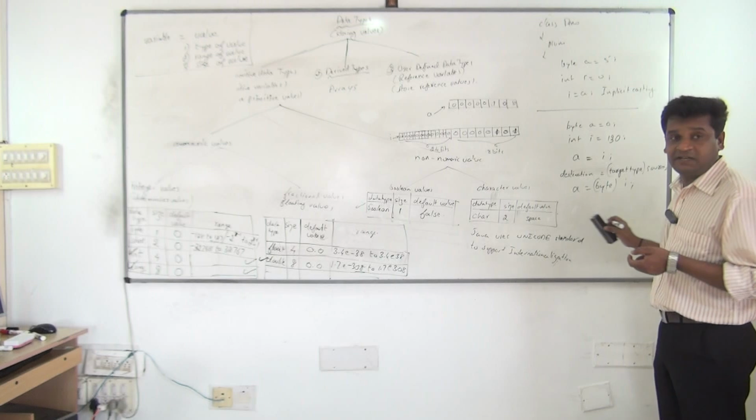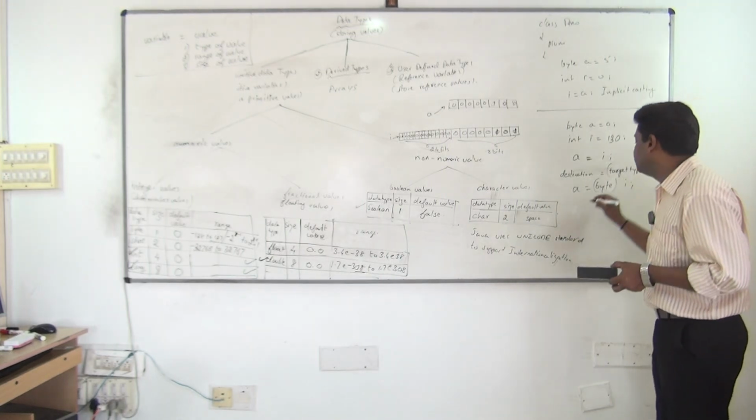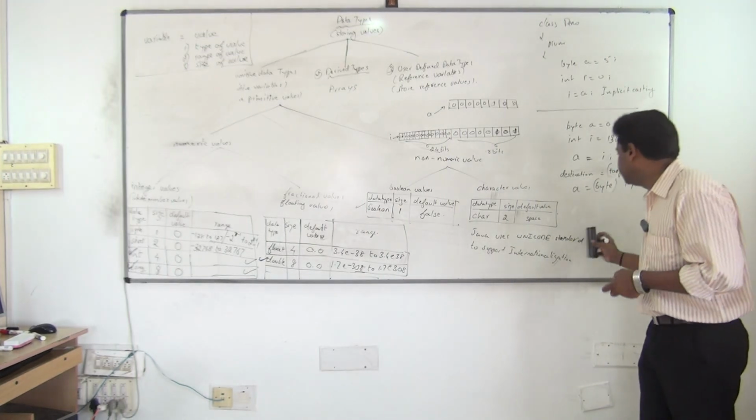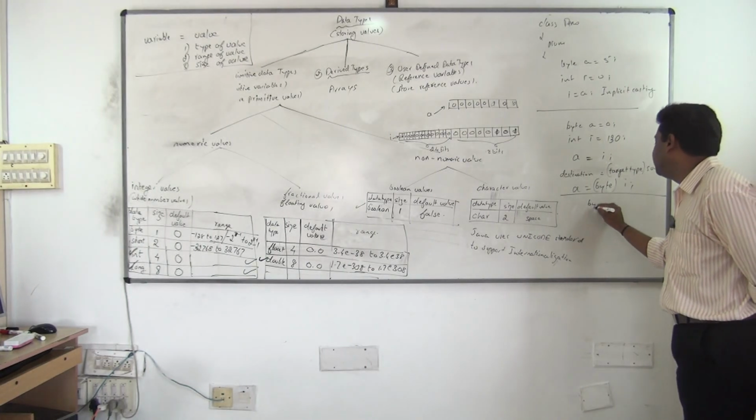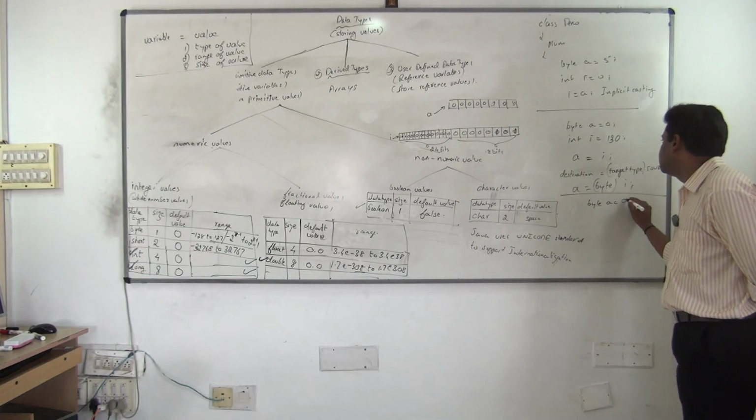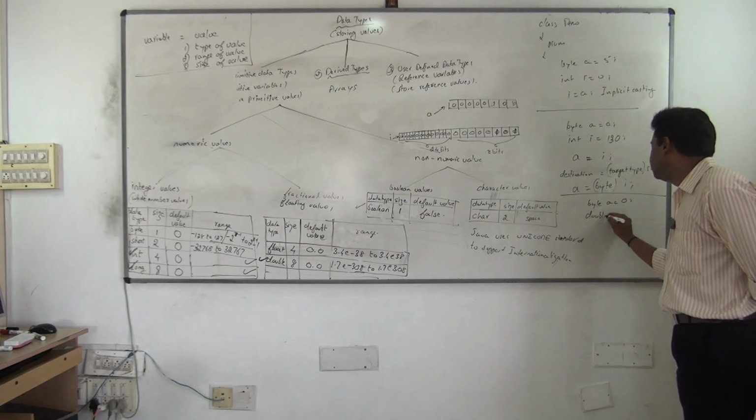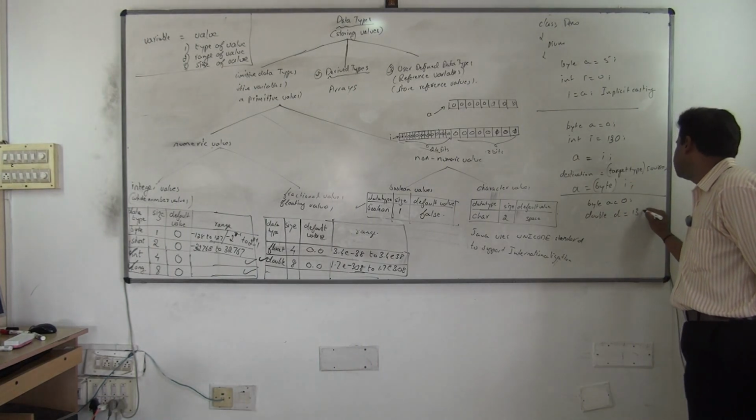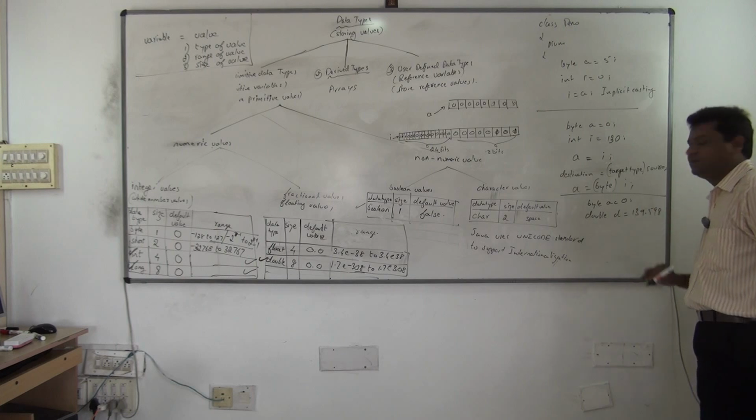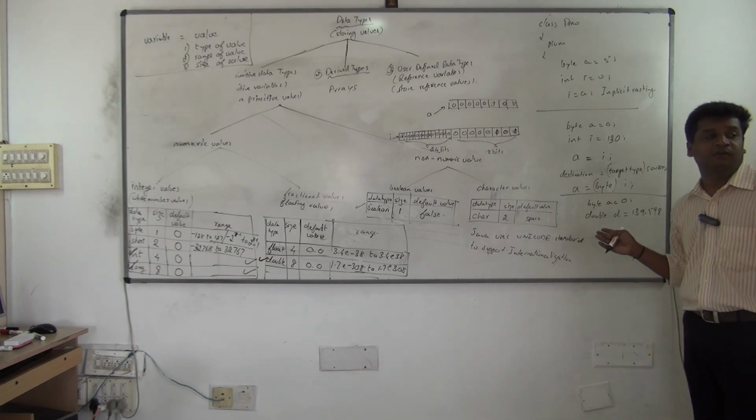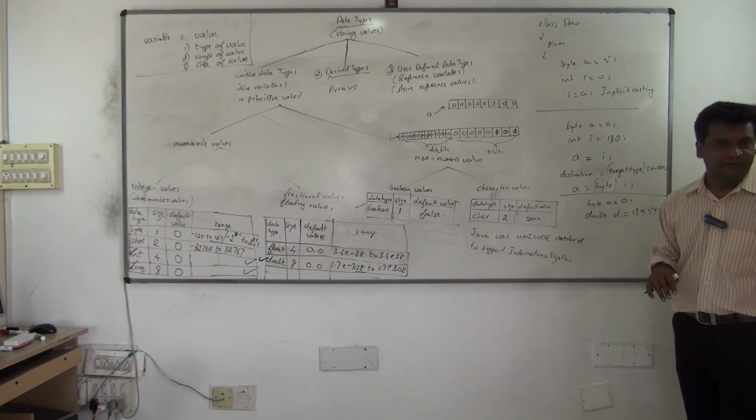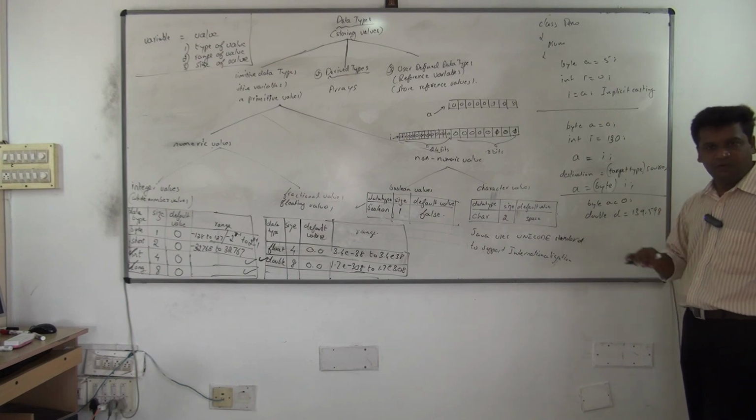More examples I'll give. Okay, see one more example. Now byte A is equal to 0. Double D is equal to 139.598. Now very interesting typecasting. You are trying to convert fractional to what? Whole number value. Fractional to whole number value.